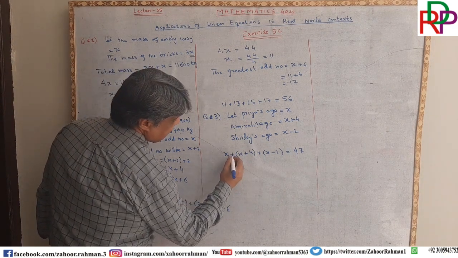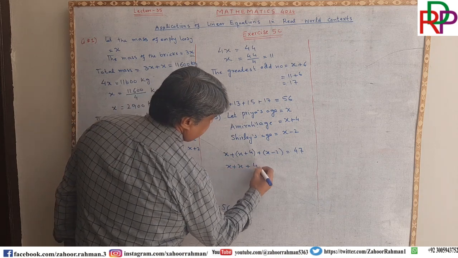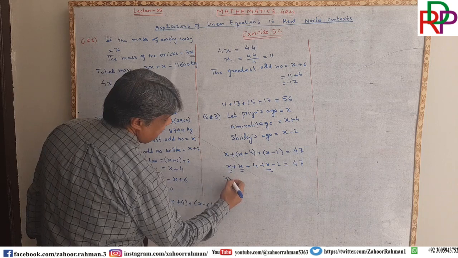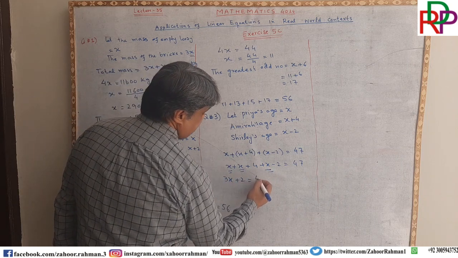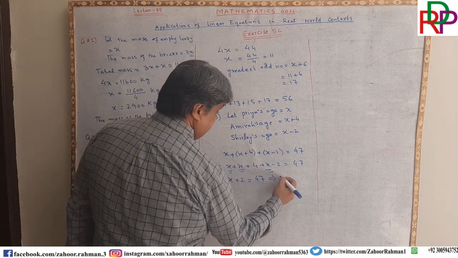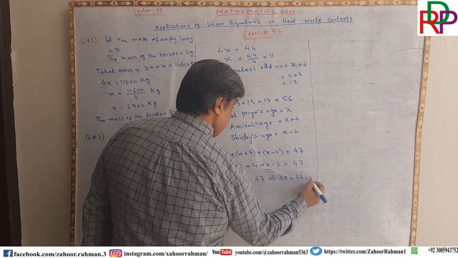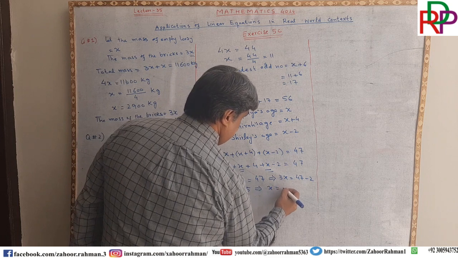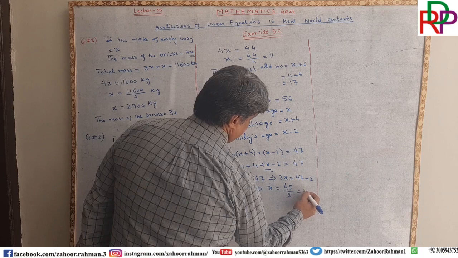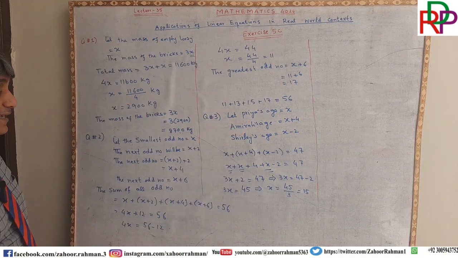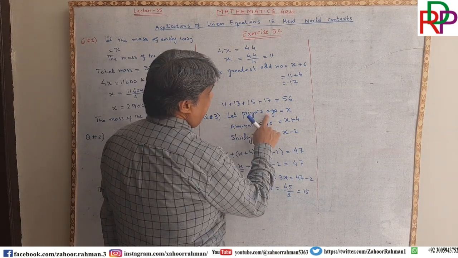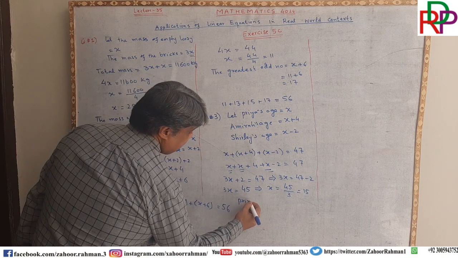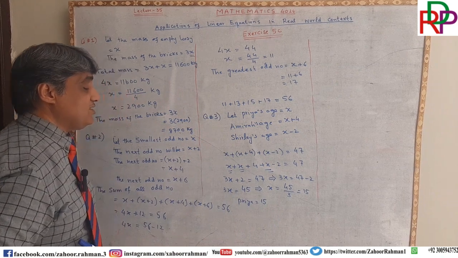So now X plus X plus 4 plus X minus 2 is equal to 47. These are the three X's. So 3x plus 2 is equal to 47, and this implies that 3x is equal to 47 minus 2. So 3x is equal to 45, dividing both sides by 3. So 45 divided by 3, and that is the age of Priya. Why? Because we supposed the age of Priya is X, so we found the value of X. Now we have to find other ages. We found Priya to be 15 years old.